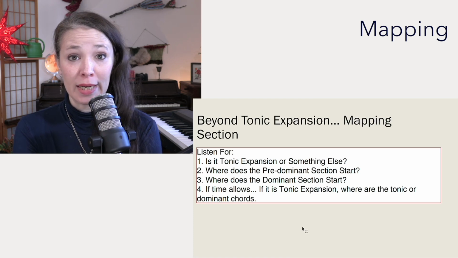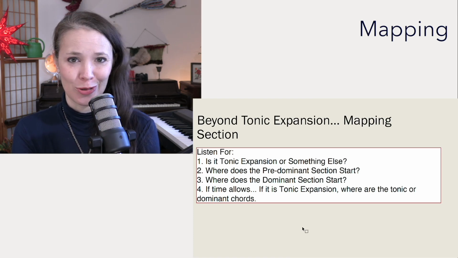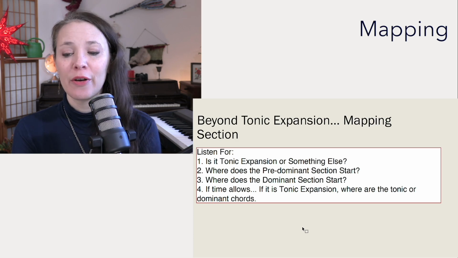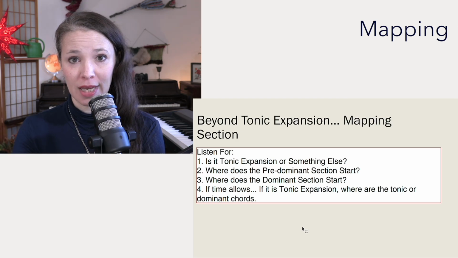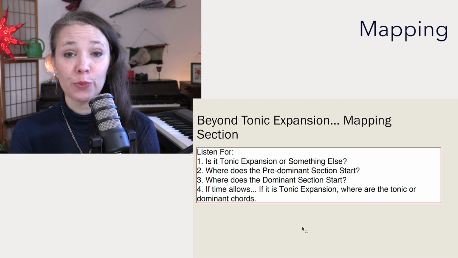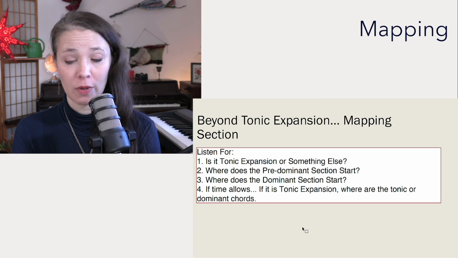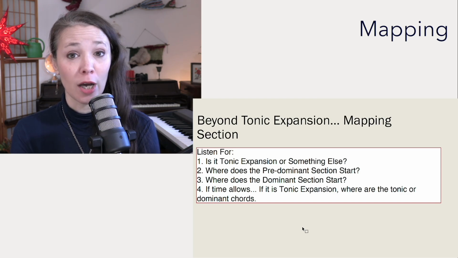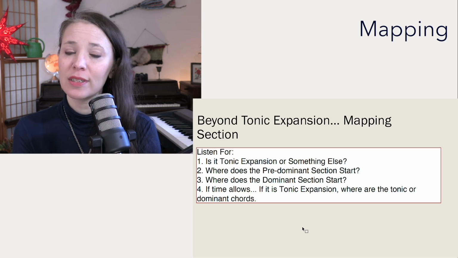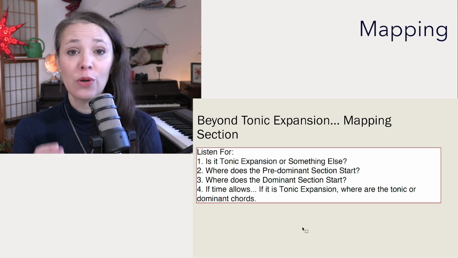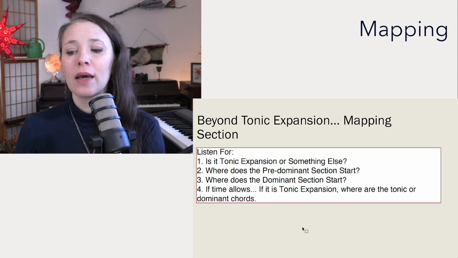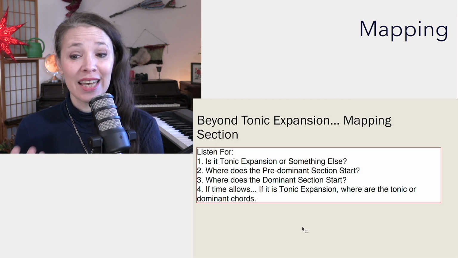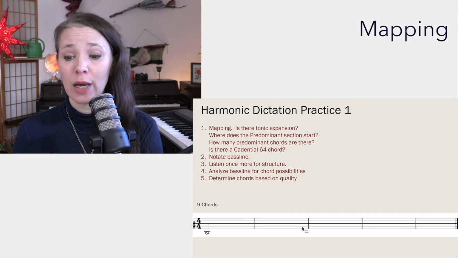Okay, so in our mapping, it's going to get more complicated, and we're going to walk through this and do some practice with it, so it'll be okay. So first question, is it tonic expansion or is it something else? Second question, where does the predominant section start? Third question, where does the dominant section start? And last question, if you still have listenings left and if it is tonic expansion, back to our original question, where are the tonic chords and where are the dominant chords? That is it. So let's jump in and do some practice.